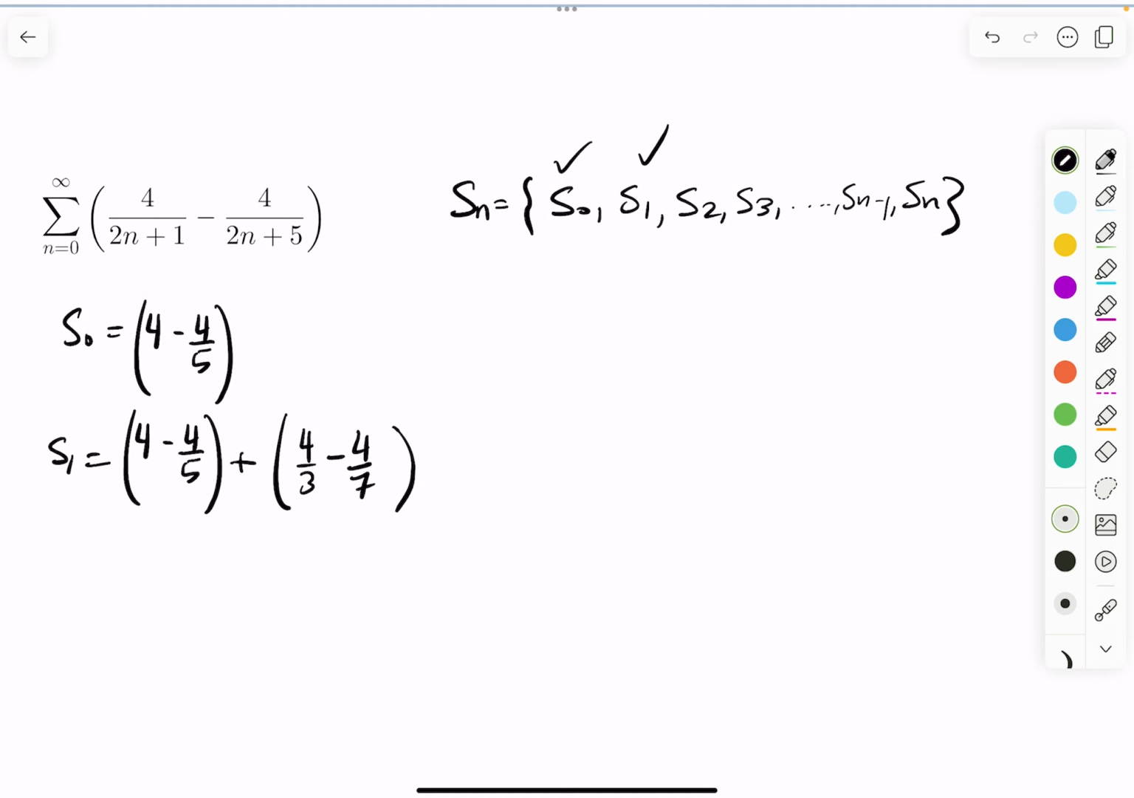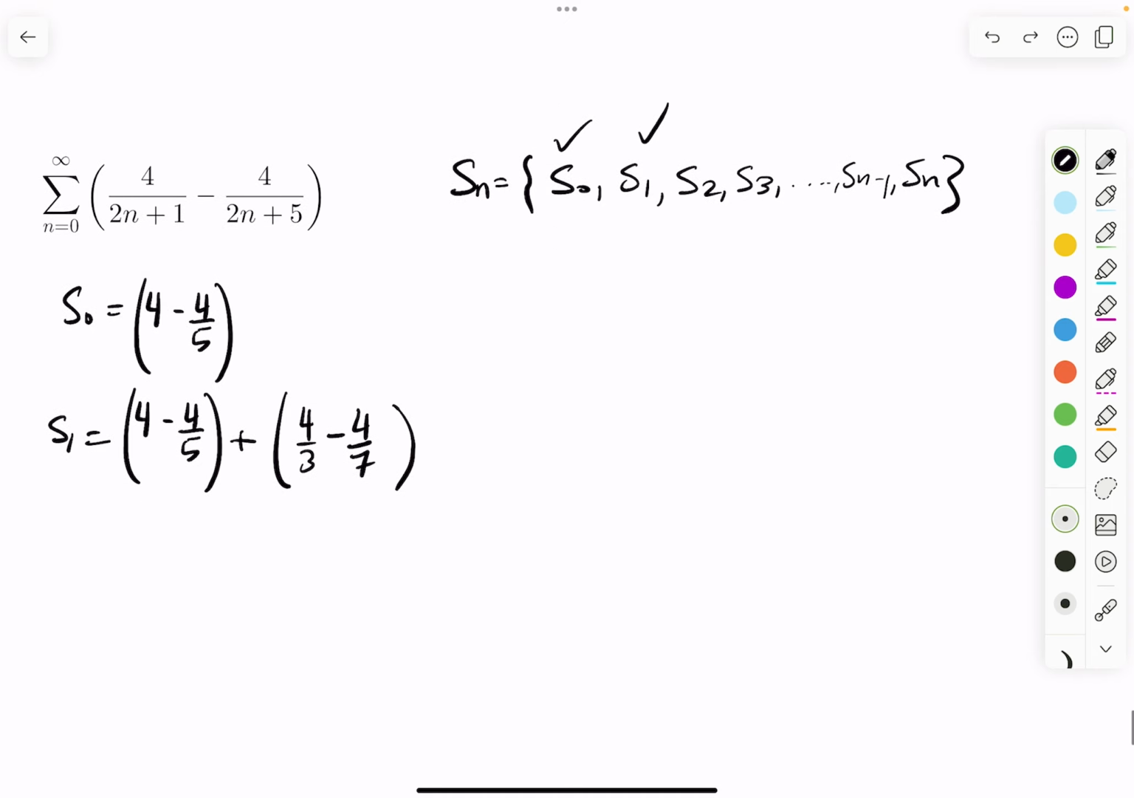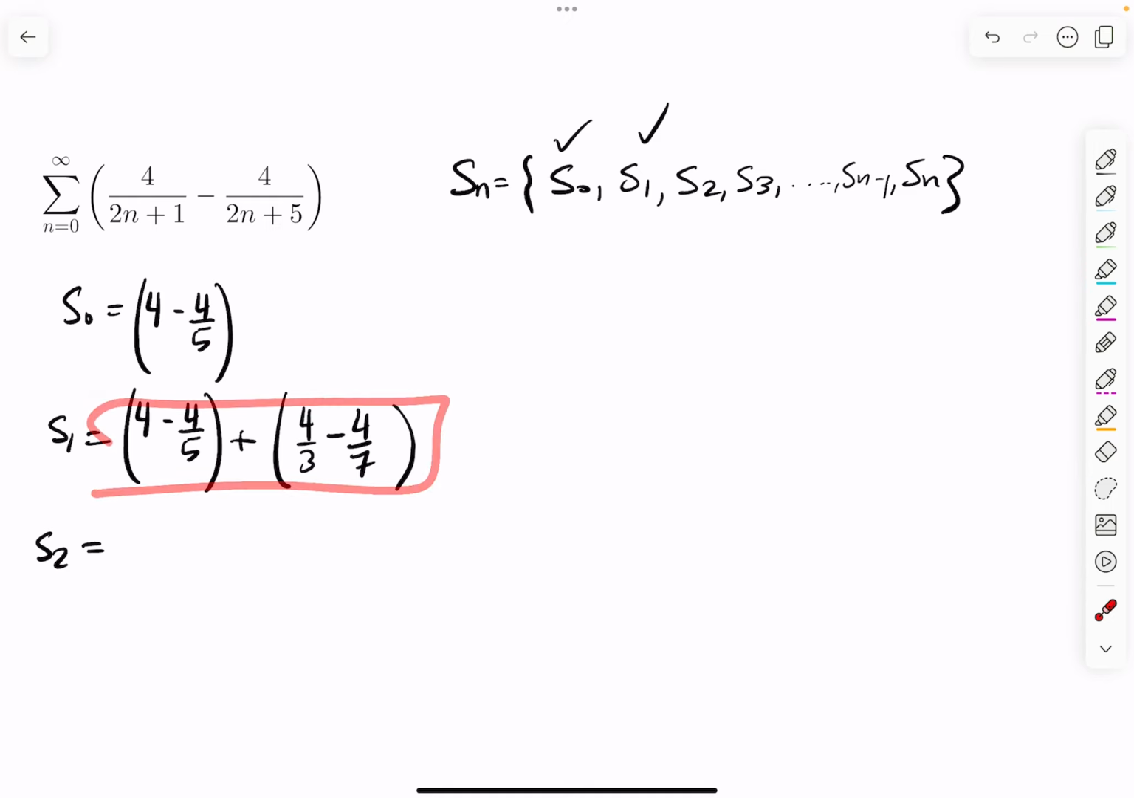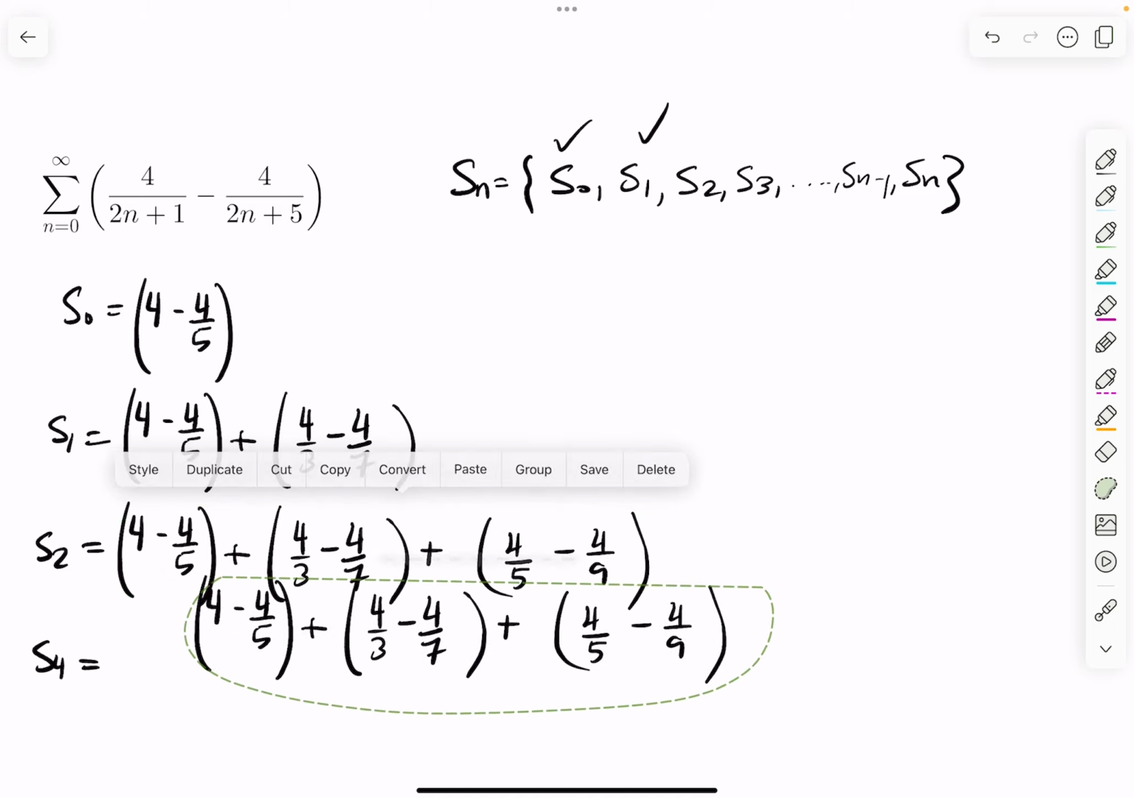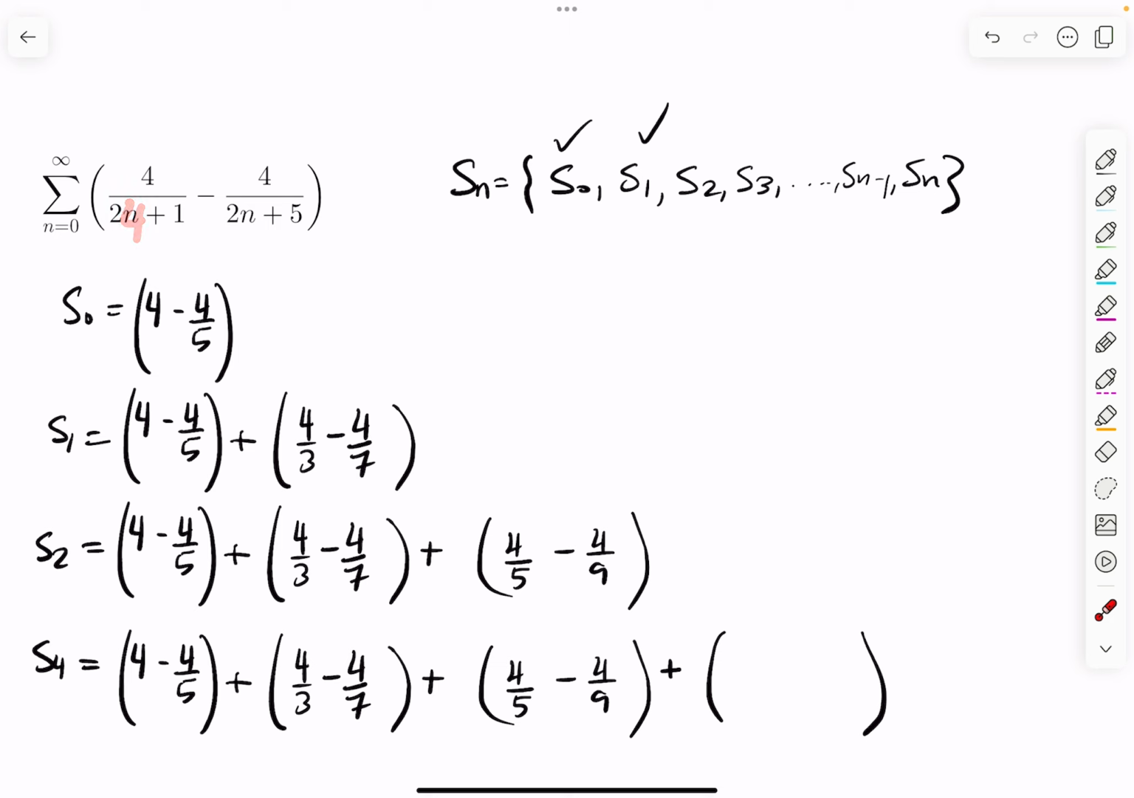So that's done, and I always try to do at least 4 rounds. So then I plug in s sub 2. That's the sum up until 2, which includes the sum up until 1, so I'm going to drag this down. Then plus, when I plug in 2, I get 4 plus 1, that's 5, and 4 plus 5, that's 9. So 4 over 5 minus 4 over 9. And then my last one is s sub 3, which includes the sum up until 2, plus, when I plug in 3, I get 8 plus 1, that's 9, and 8 plus 5, that's 13. So 4 over 9 minus 4 over 13.